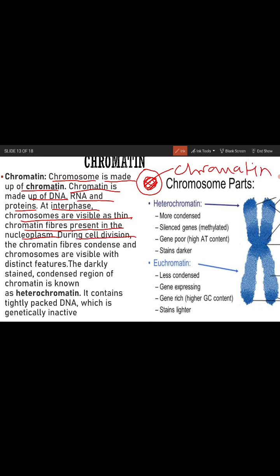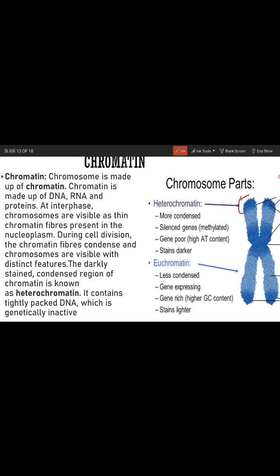During cell division, or during mitosis mainly, the chromatin fibers condense and chromosomes are visible with distinct features. Especially at metaphase, you can start seeing structures like this. They are no longer thread-like structures. They have now become compacted, condensed chromosomal structures. The darkly stained condensed region of chromatin is known as heterochromatin. Now see here. This is a chromosome structure, and these parts which are darkly stained are heterochromatin.